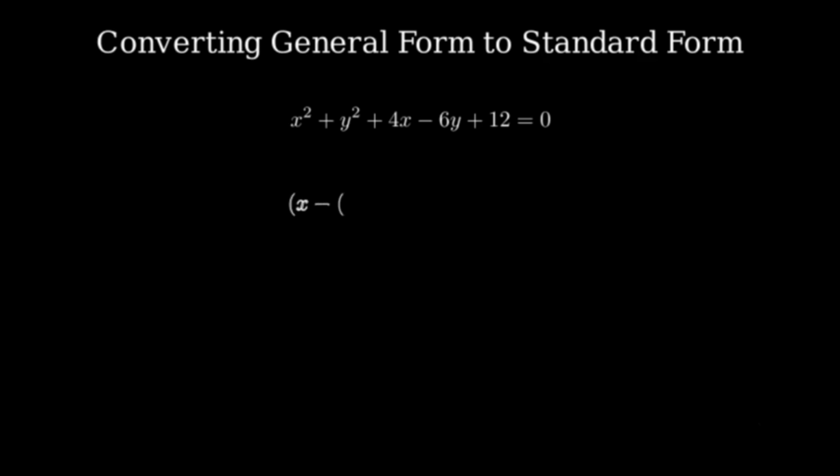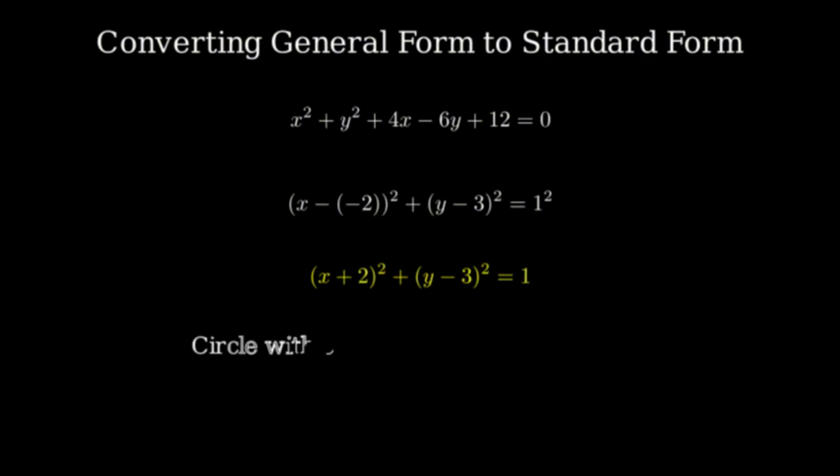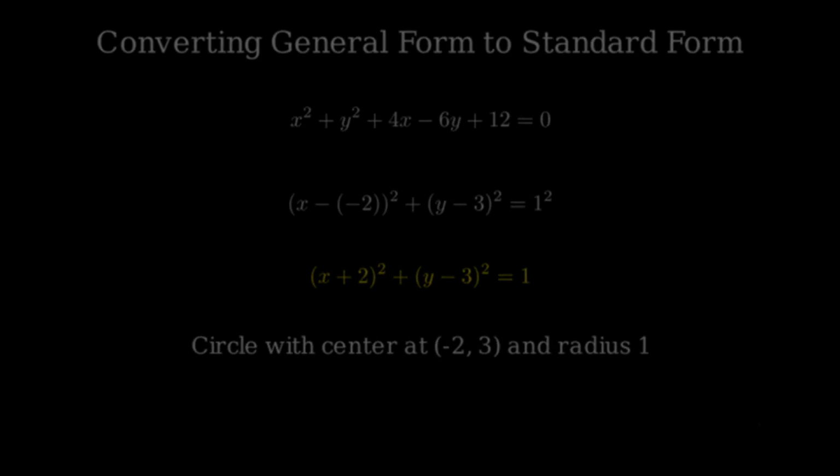Now we can write our circle equation in standard form. Since h is negative 2 and k is 3, we have x minus negative 2 squared plus y minus 3 squared equals 1 squared. Simplifying our expression, we get x plus 2 squared plus y minus 3 squared equals 1. This standard form clearly shows that we have a circle centered at the point negative 2, 3 with a radius of 1 unit. By using the coefficient relationships we derived earlier, we've successfully converted a general form equation to standard form, revealing the geometric properties of our circle.